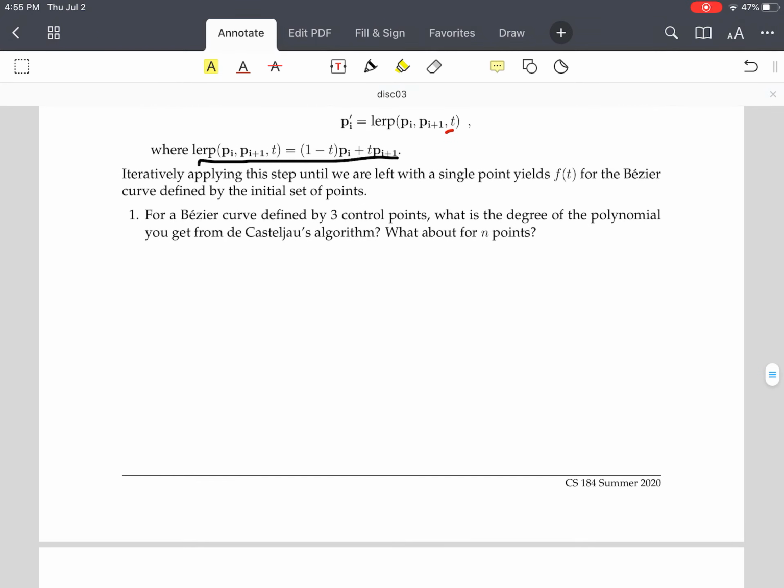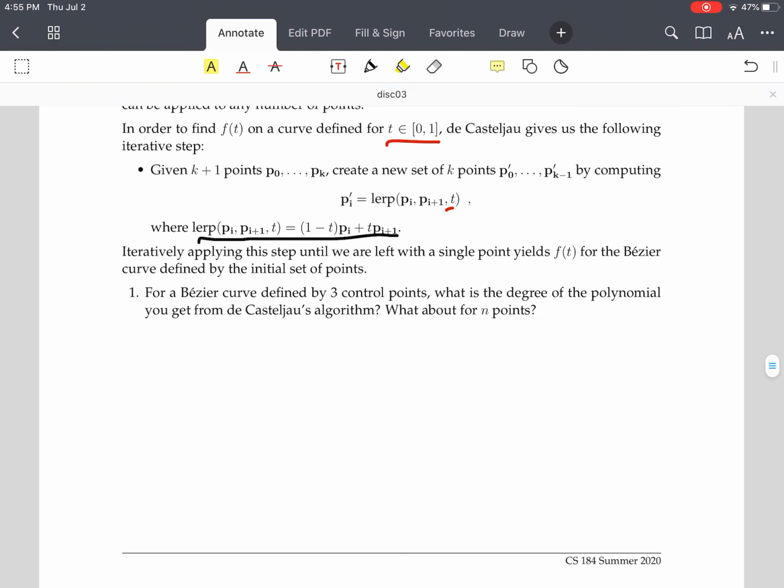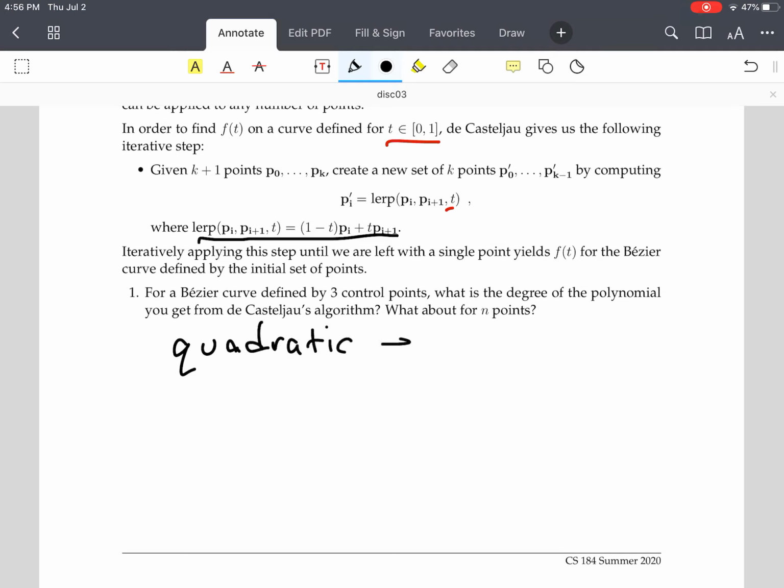For a Bezier curve defined by 3 control points, what is the degree of the polynomial you get from the algorithm? Okay, what about for n points? This is going to go back to something we talked about earlier, which is, for a degree d polynomial, you need d plus 1 points to uniquely determine it. And since this algorithm is uniquely determining it for 3 control points, we know that we're going to get a quadratic, or degree 2.